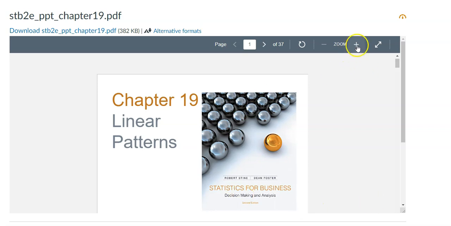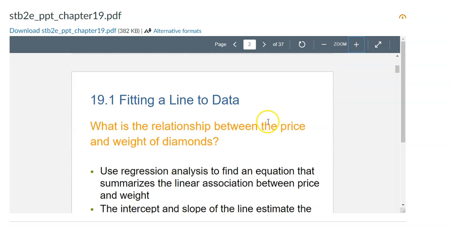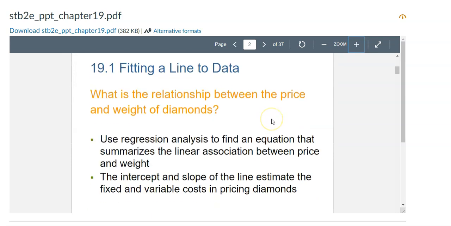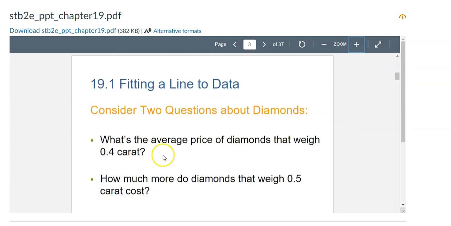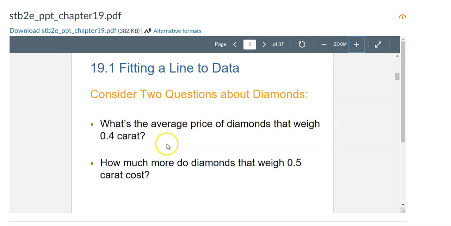Alright, so in chapter 19, there is an example, and that example is about what's the relationship between the price and the weight of diamonds. So this question is about the price or cost of diamonds. So we are selling diamonds, and there's a price to it, right? How can we estimate or know the price or cost of a diamond with a certain amount of weight? That's the actual question.